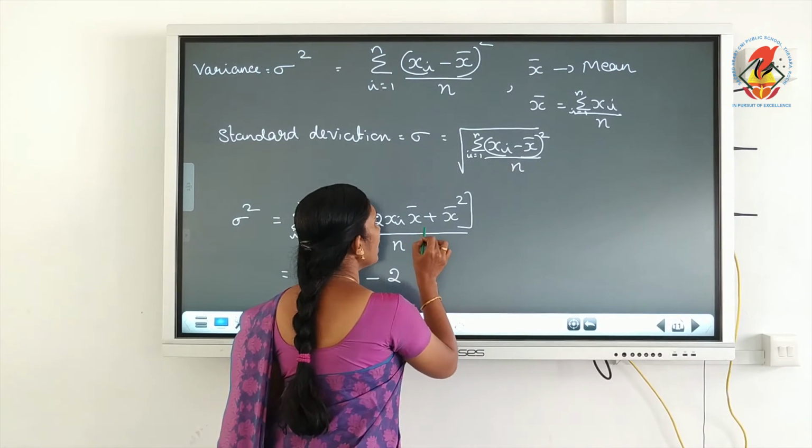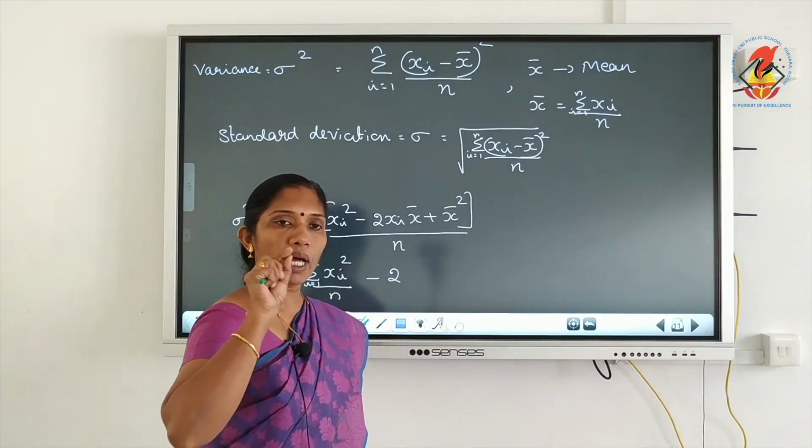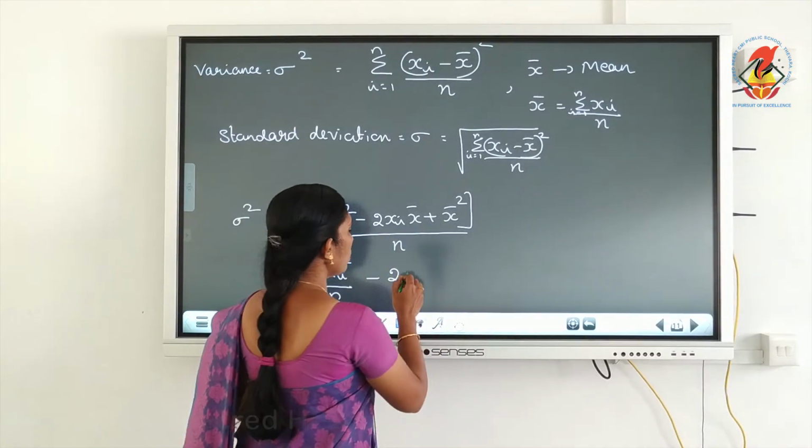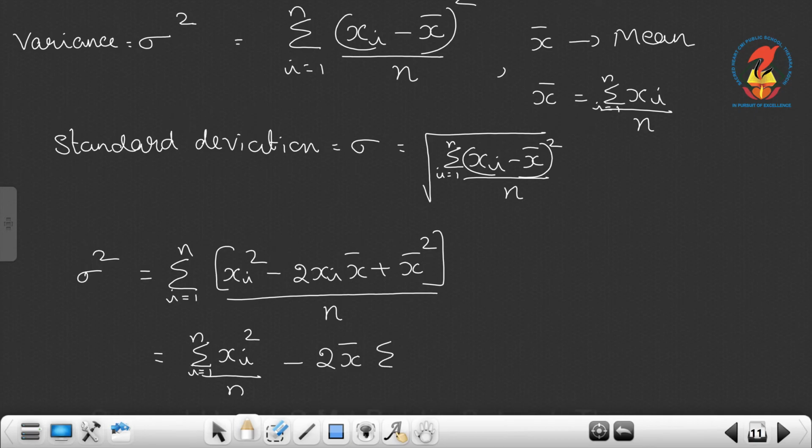There is no i here, so we don't want to apply i equal to 1, 2, 3 like that. So that x bar also we can take out. Then sigma only for this xi, i from 1 to n. What is the meaning of this? First we have to give 1, so x1, then plus x2 plus x3 like that. Then by n. Now the last term is sigma x bar square by n.